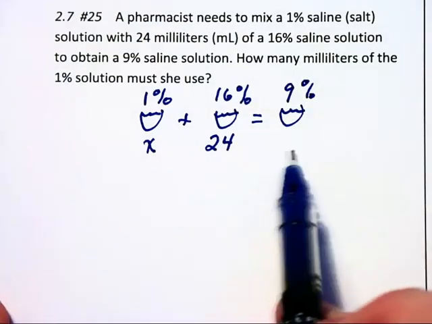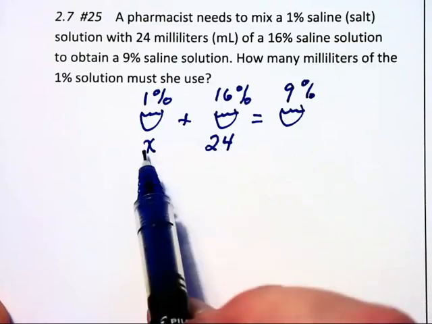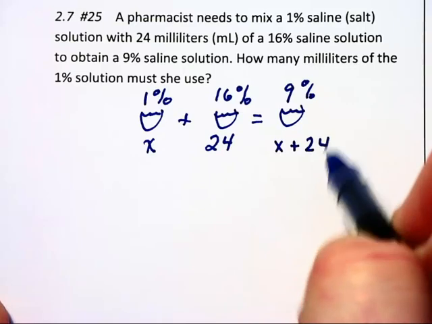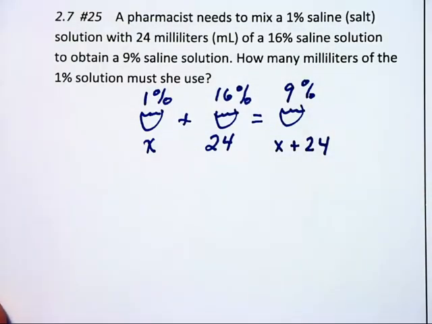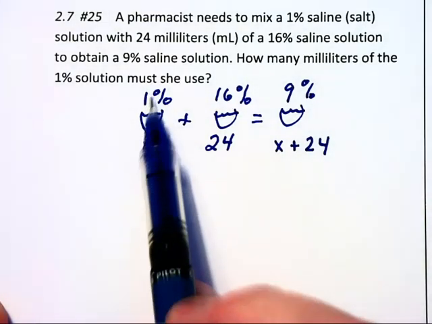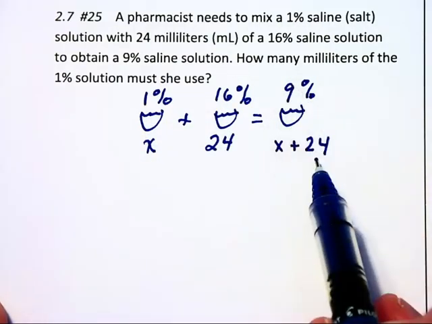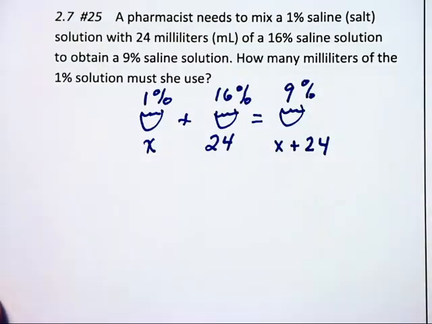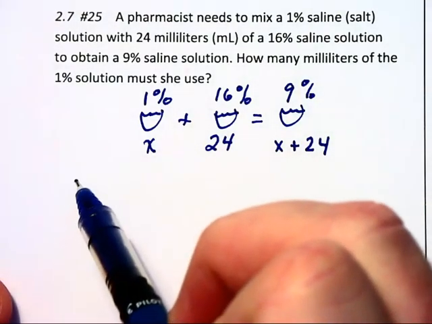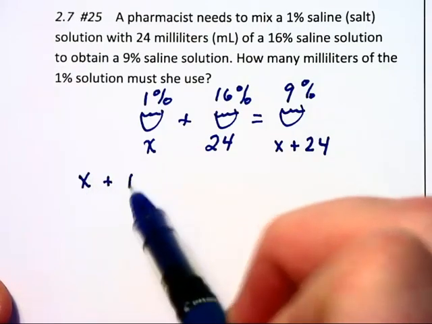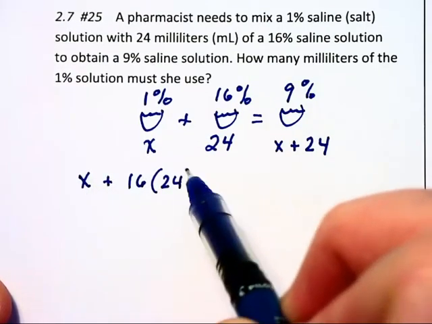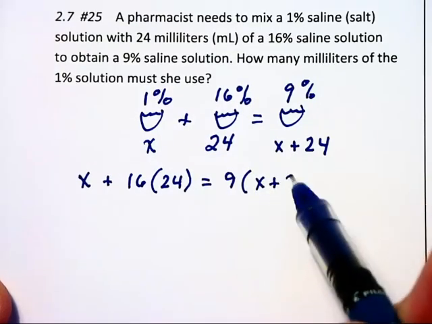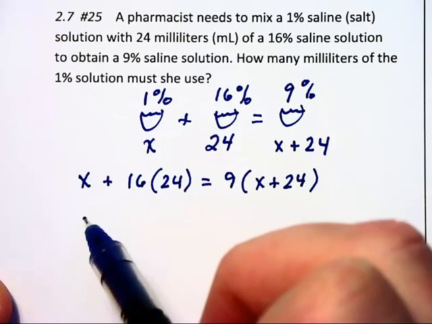How much is in that? Well, the 24 milliliters plus the original amount, so we'll have x plus 24 there. Now, when I go to write my equation, we'll be going top times bottom plus top times bottom equals top times bottom. Since each of these is a percentage, I can just multiply through by 100 and clear the decimals. So I'm going to write this as 1x, or x, plus 16 times 24 is equal to 9 times x plus 24.